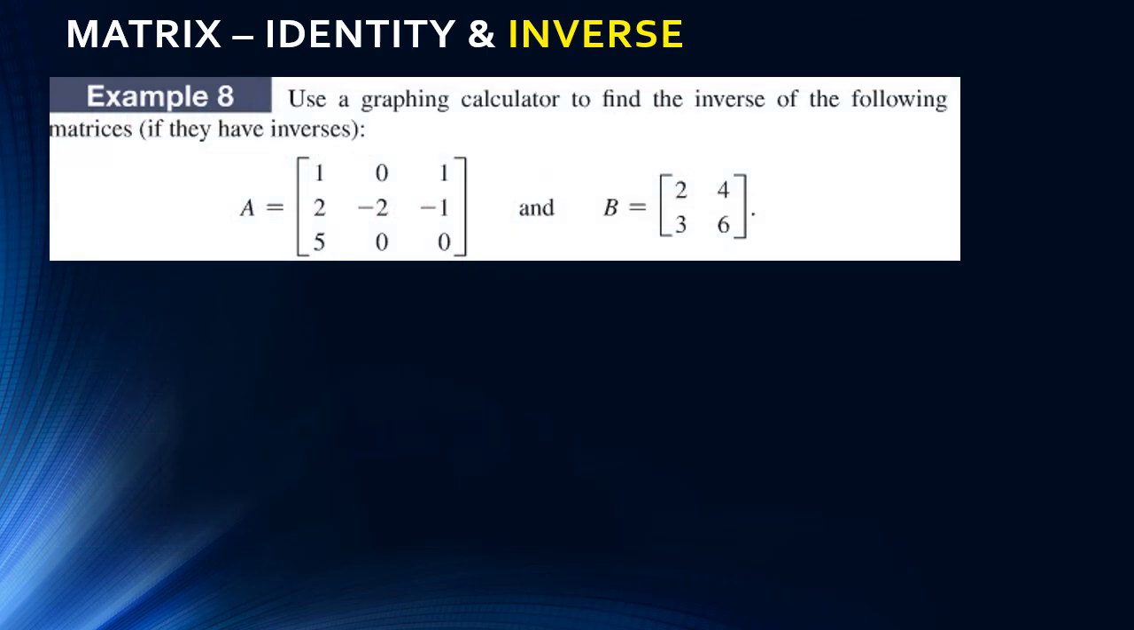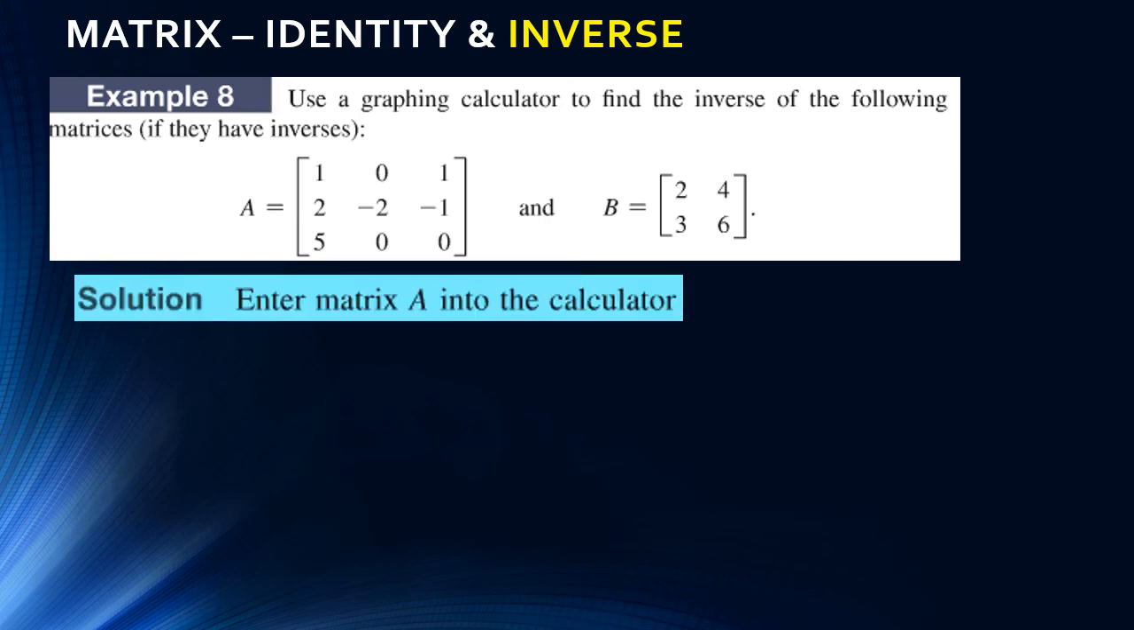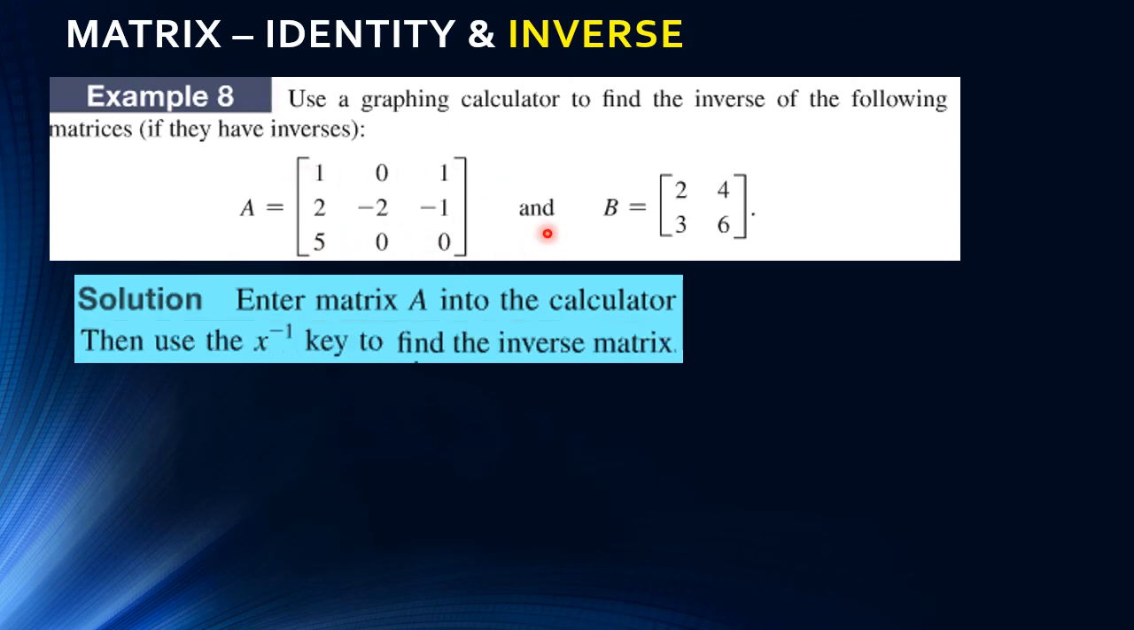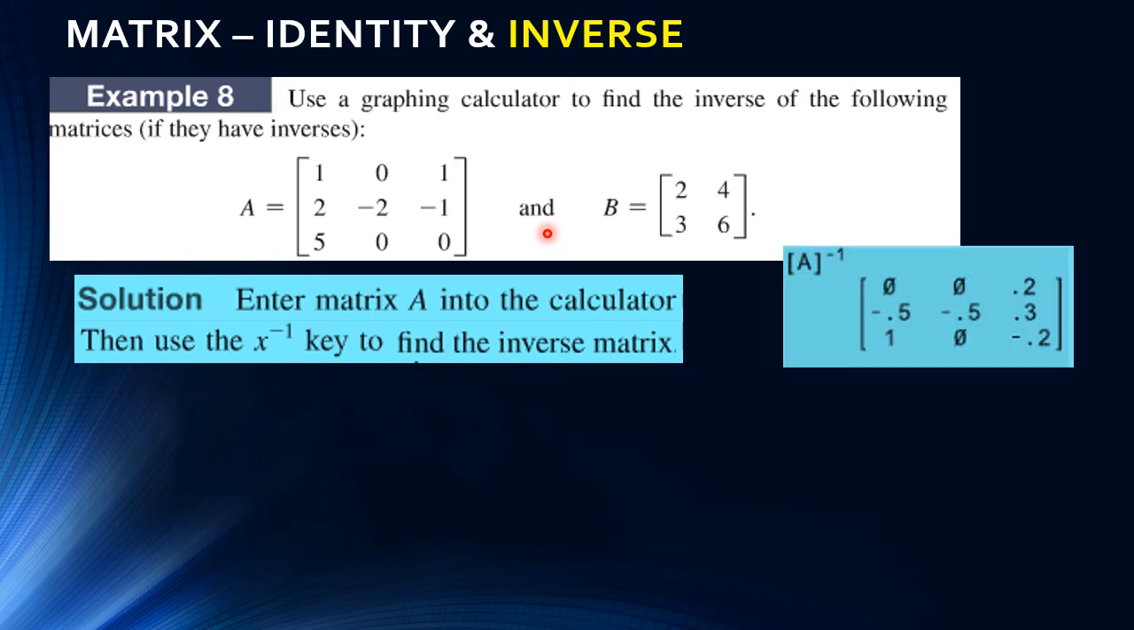So we can also use our calculator to find the inverse, and this is what I expect you to do. Enter your matrix into the calculator, 1, 0, 1, 2, -2, -1, 5, 0, 0, and this is a 3 by 3 matrix. And then use the x to the -1 key, which is right by the matrix button, to find that. So enter your matrix, exit out, go back and select the matrix, and then hit the x to the -1 key. And you can see here that it will give you the answer.